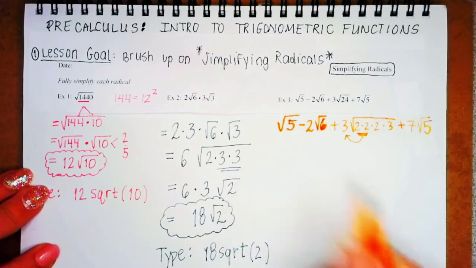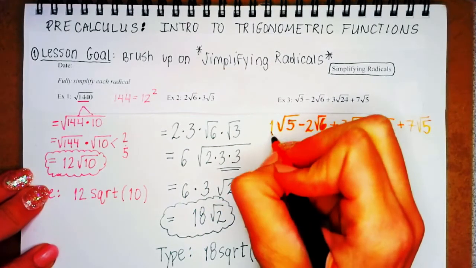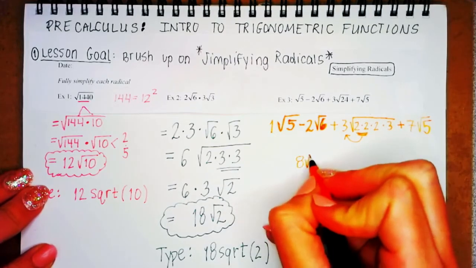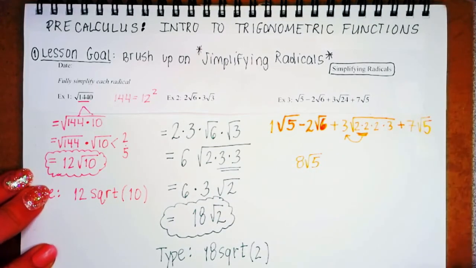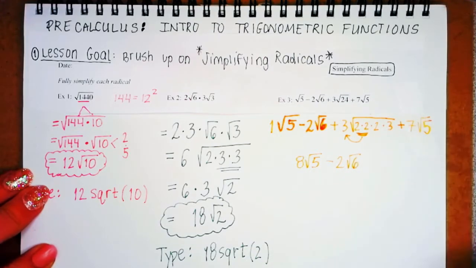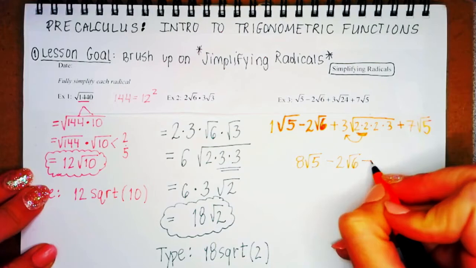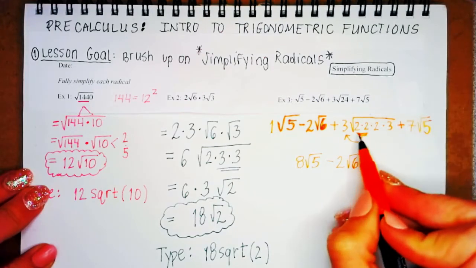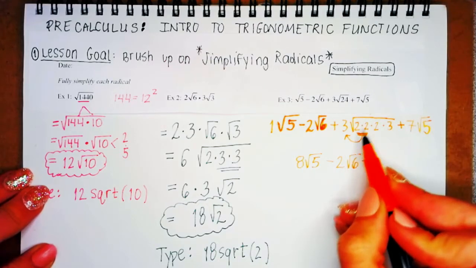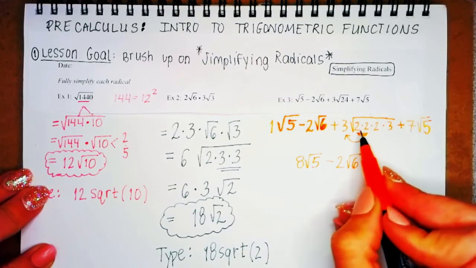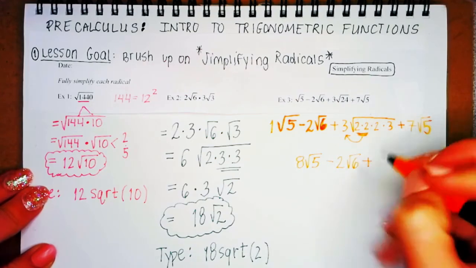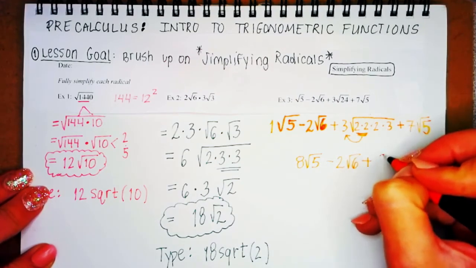How much radical 5 do I have right here? 1 radical 5. 7 radical 5. How much do I have altogether? 8 radical 5. Minus 2 radical 6 plus 2 times 2 was 4. The square root of 4 is 2. So whenever you have a pair of numbers, one of them is the square root, and that can come on out of the square root. 3 times 2 is going to be out front.